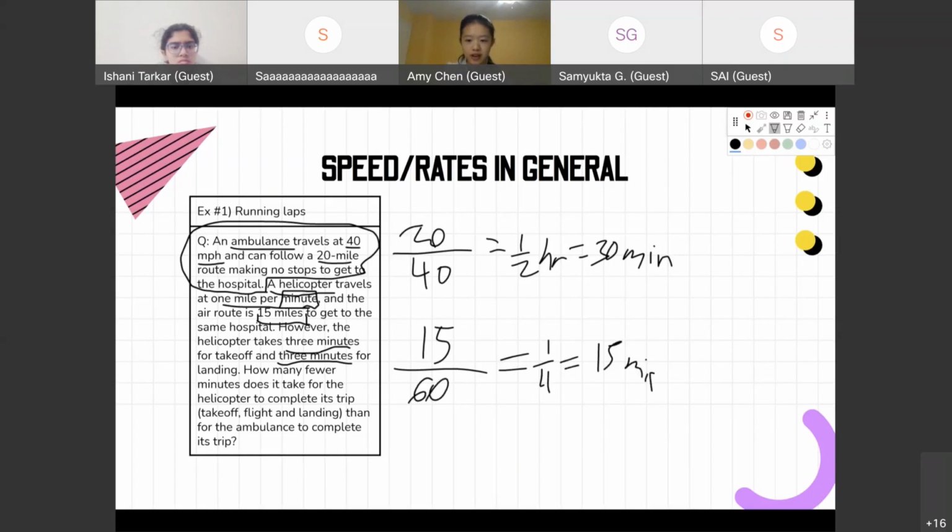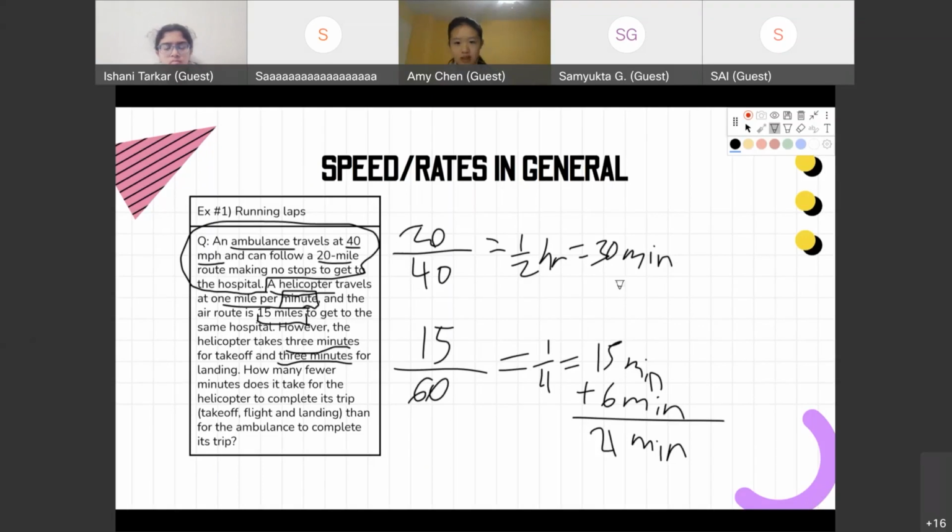But here's the thing. We're not done yet because the question also says that a helicopter takes 3 minutes to take off and 3 minutes to land. So we'd also have to add 6 extra minutes for that extra time the helicopter took. So in total, the helicopter would actually take 21 minutes to travel to the hospital.